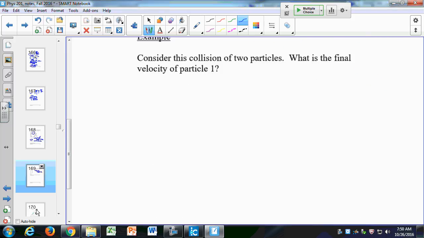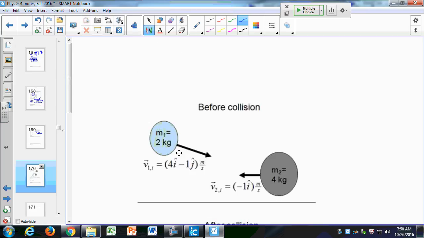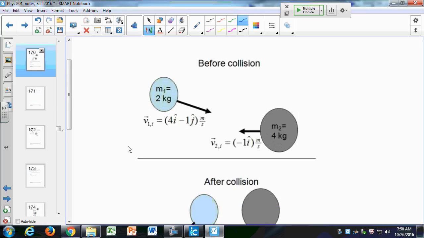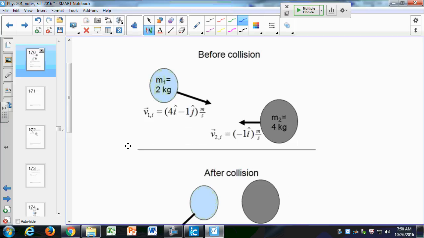Oh, I'm sorry, it's on the next page. I have 2 particles that collide, and I want to know the final speed of the first particle.